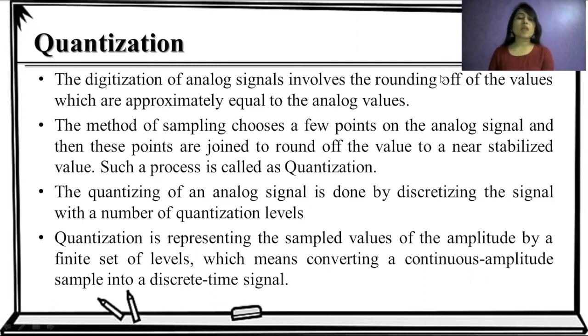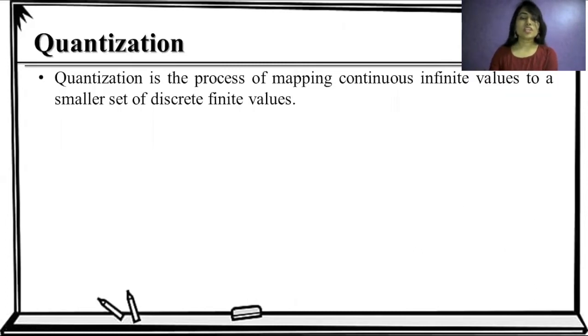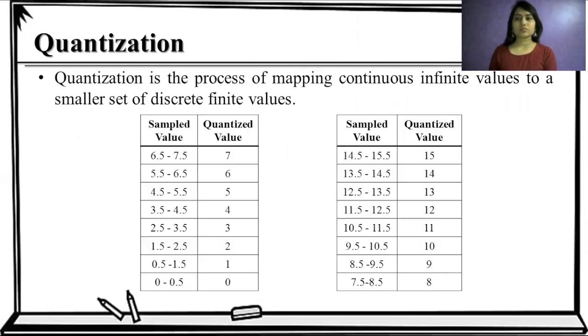Discrete time signal means we have a finite value. In continuous we have an infinite value, but in a discrete time signal we have a discrete, that means a finite value. So quantization is the process of converting a continuous value into a nearby discrete finite value. Quantization is the process of mapping continuous infinite values to a smaller set of discrete finite values.